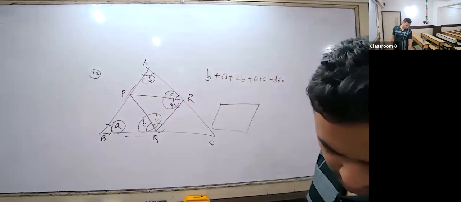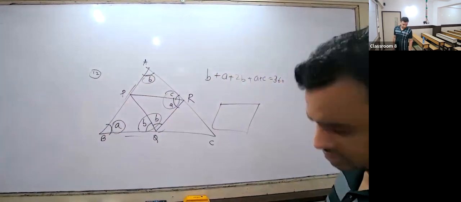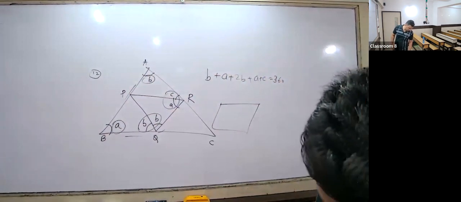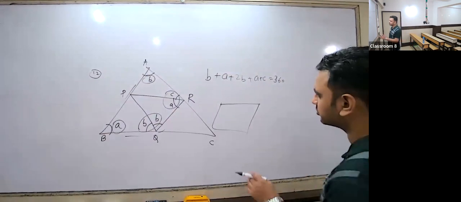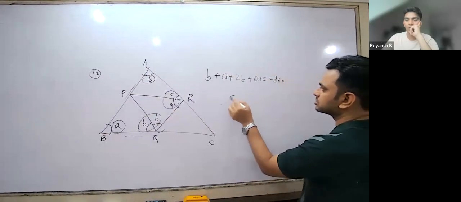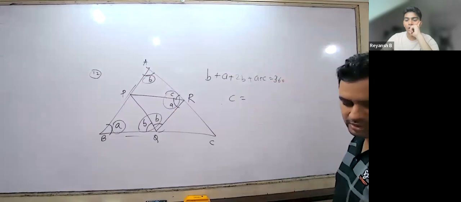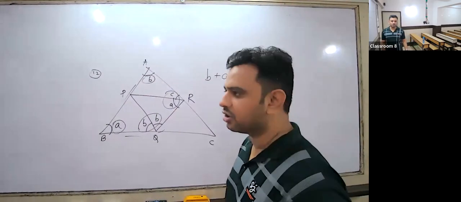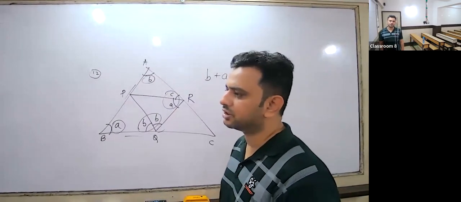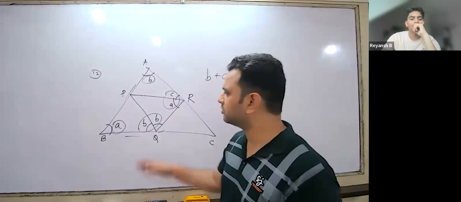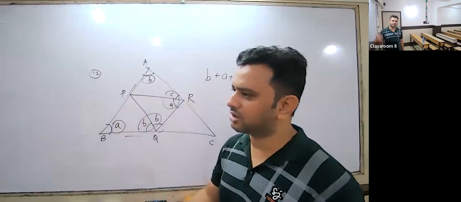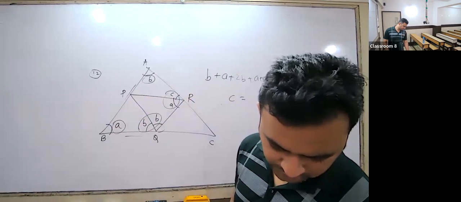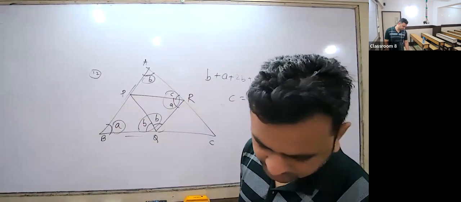Okay, so what do we want? We want the C value in terms of B. It's option D. C equals 360 minus 2B. Option D, last option. Got it? Okay, no need to find these angles. Directly apply the quadrilateral sum. Then comes to question number 13.